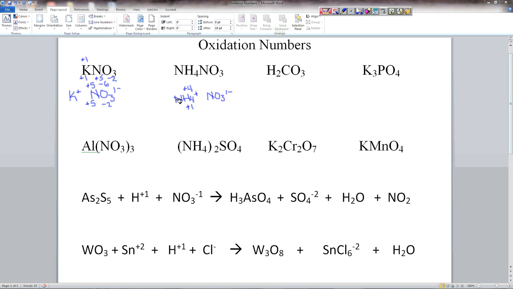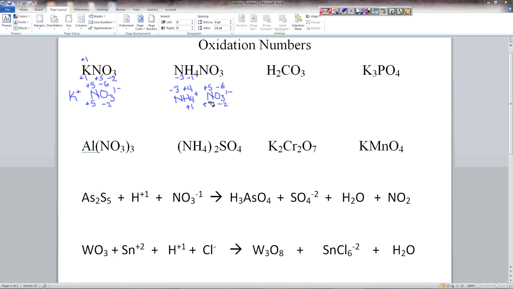What does the charge of nitrogen have to be? Well, what number plus 4 gives you positive 1? That would be a negative 3. So I figured out this is negative 3, this is negative 1. Now I'm going to go to NO3. I know O is negative 2. There's 3 of them, so negative 6. What does N have to be here? Positive 5.